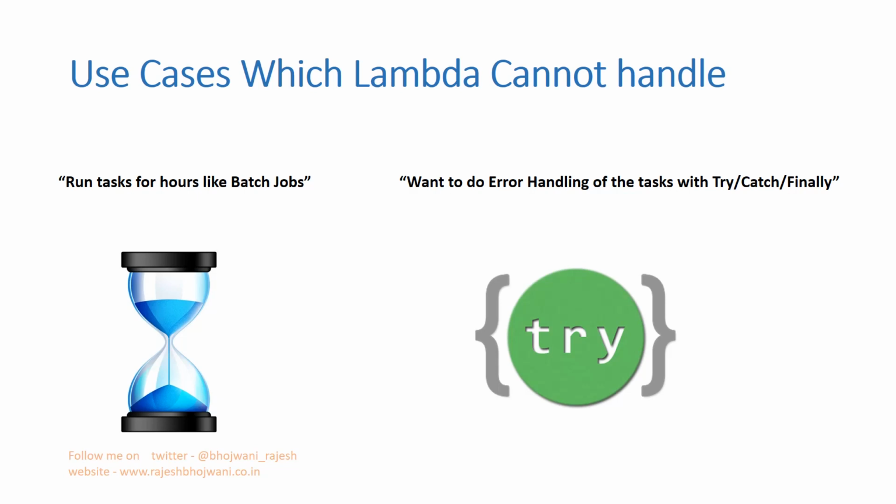Now what if I want to do error handling in my functions? If I want to put try, catch and finally blocks, handle the exception and then pass that error to the next step, how do I do it? There's no feature right now available in Lambda for handling that.